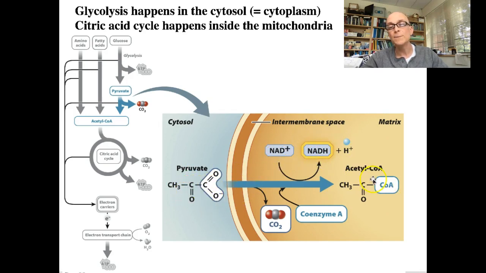Pyruvate gets oxidized. It becomes acetyl-CoA. NADH is produced. Carbon dioxide is released. That's what we exhale, right? Water and carbon dioxide. And then coenzyme A is required for the battery package. You will see that this comes off pretty quickly after the next step. So that is what happens during pyruvate oxidation.